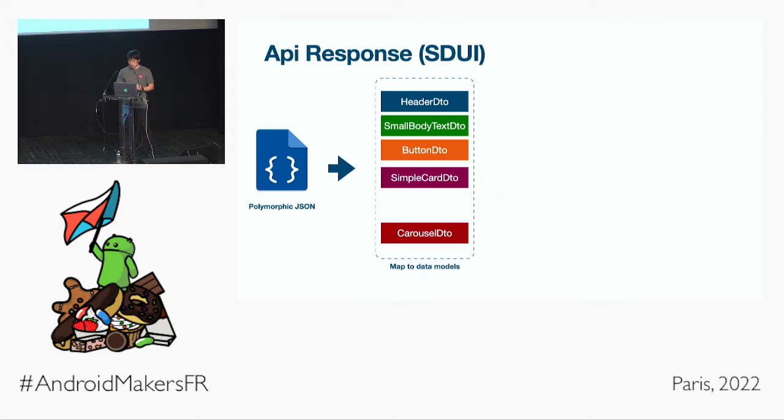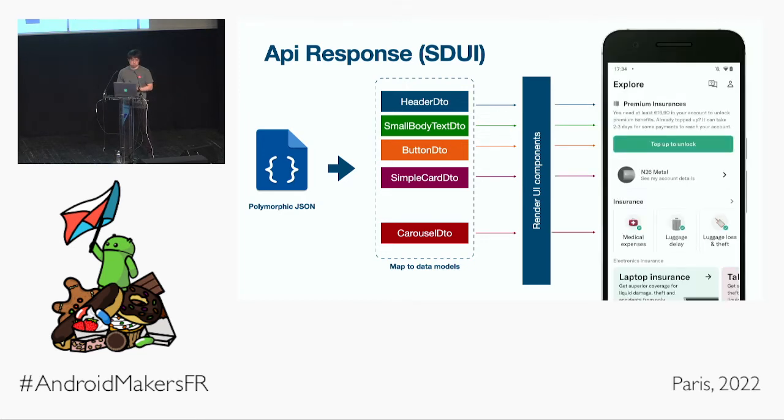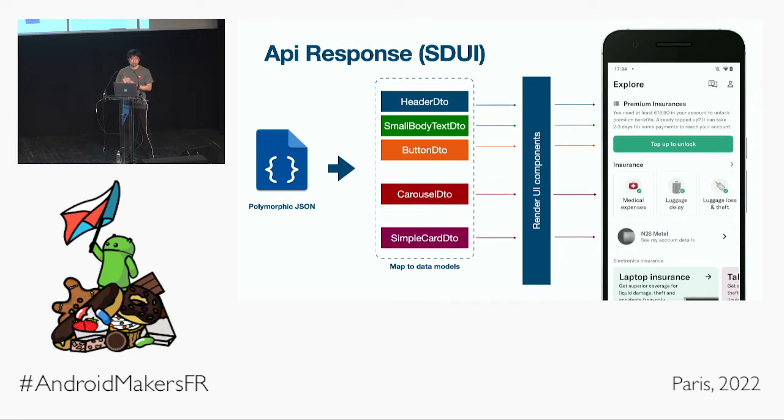Then we have this render UI component that takes those DTOs and maps them to the UI components shown here. So what does this mean? Imagine that I have this screen, and we saw that people are not clicking too much on insurance. So we want to make it more visible for the users, and move the insurance section a little bit up. How can we do this with the polymorphic JSON? We just need to change the order of the items in the list, and when we do this, they just move up.